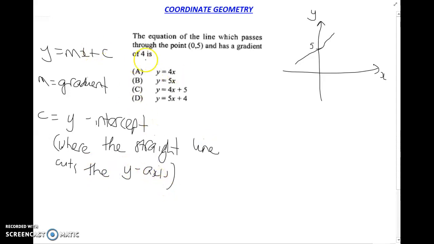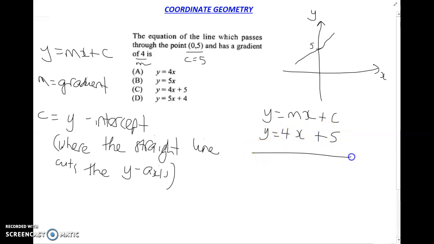So in this case, my gradient is m and my c is 5. So y equals mx plus c. My gradient is 4. So 4x plus 5. And that is my equation. You see how simple that was?